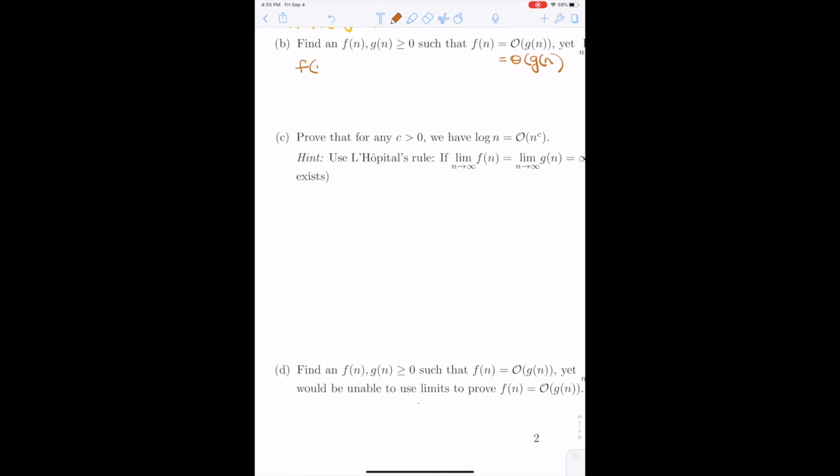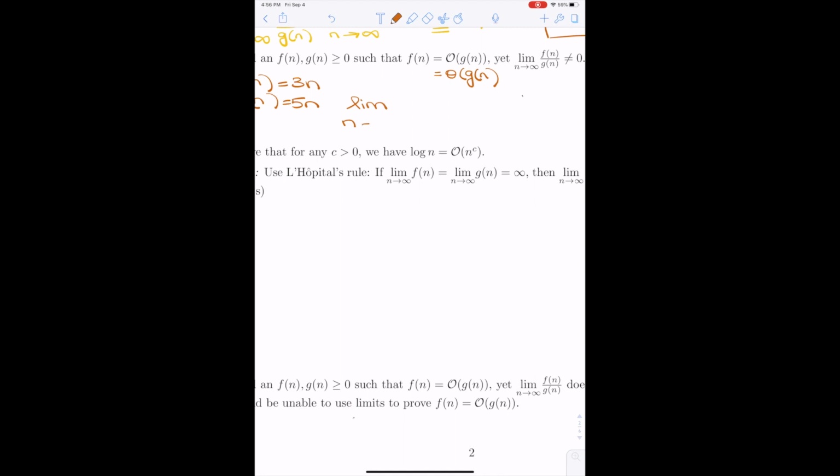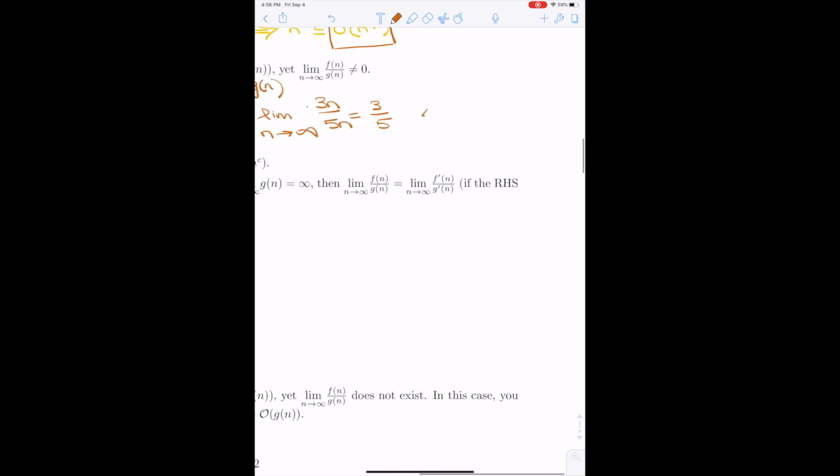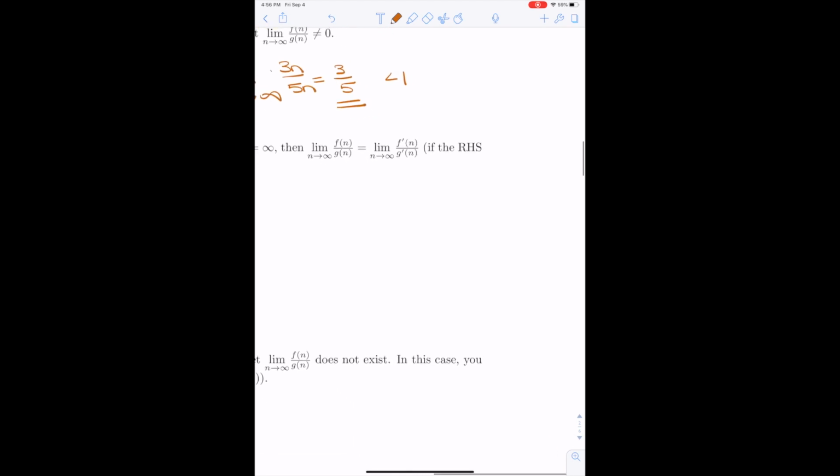So let's say that we have a simple polynomial. Let's say f of n is equal to 3n and g of n is equal to 5n. In this case, the limit as n approaches infinity of f of n over g of n is equal to the limit as n approaches infinity of 3n over 5n, which is equal to 3 by 5, which is lesser than 1. In this case, this is the definition that f of n belongs to theta g of n, and this implies that f of n belongs to big O g of n.